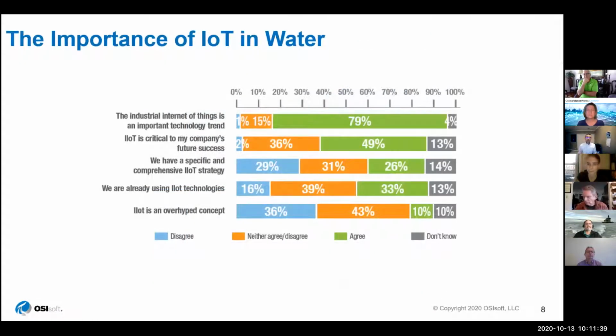So is IoT important in water? When we asked these 200 utilities, you can see right off the bat, 79% said yes, the Internet of Things is important. It's a trend that they're going to look into. But at the same time, you'll see very few, roughly a third, are already using some of these IoT sensors and devices. So we can see that it's a trend that's here to stay, and more and more organizations are starting to provide more sensors out there.